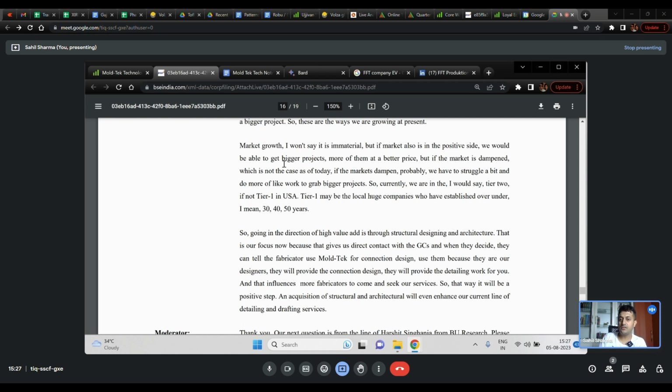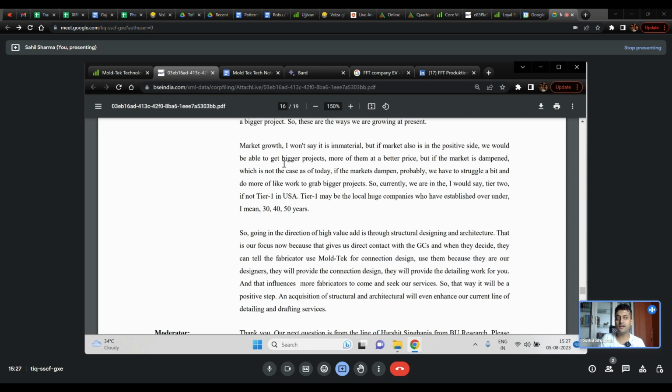Now he's saying the fact that market growth is sort of immaterial for them. But of course, if the market growth is good, then they get bigger projects at better price points. If the market is dampened, which is not the case today, they will have to struggle a bit, do more legwork to grab bigger projects.